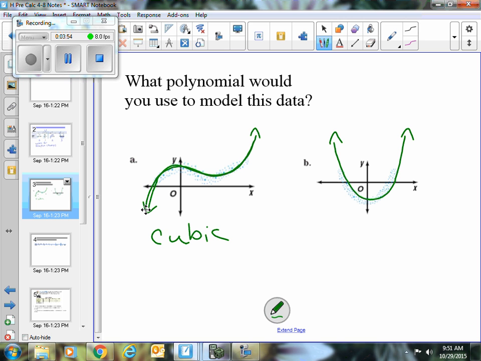Look at the end behavior, definitely an even power because the ends are going in the same direction. Only one direction change though. You're going from decreasing to increasing. So our best guess for this one would be quadratic.